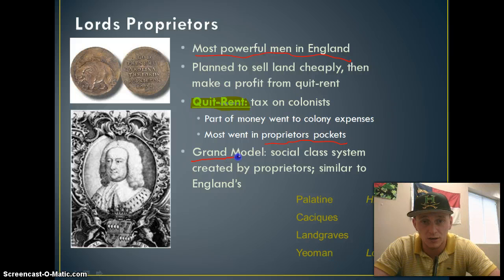Next, we have what we're going to call the grand model. The grand model is the social class system. We always have a social class. In our society, we have lower class, middle class, and upper class. Different societies have different classes. In England, it was called the grand model. Make sure you know that.